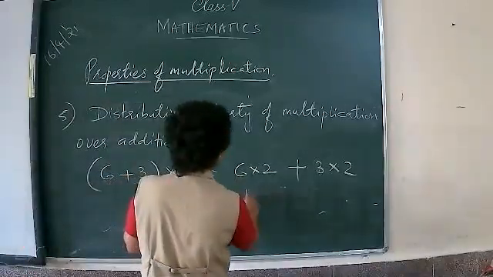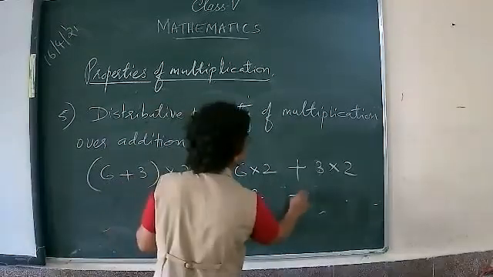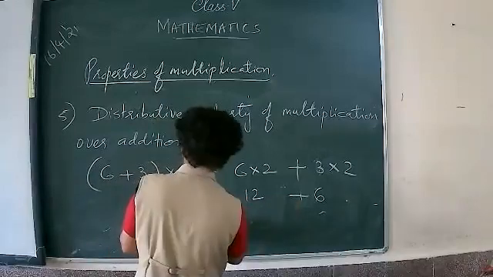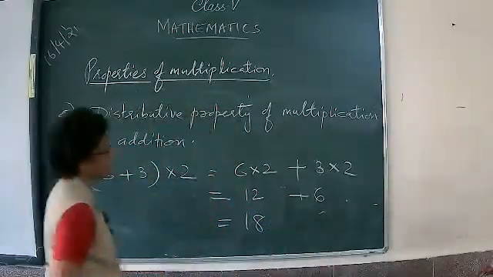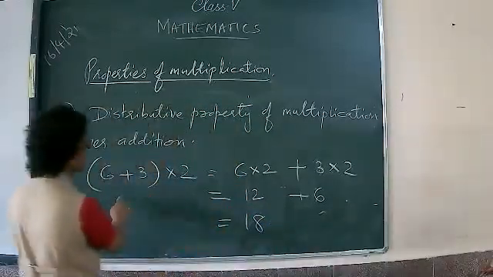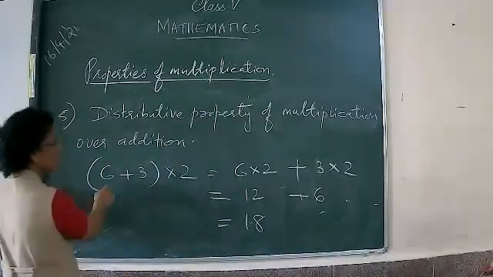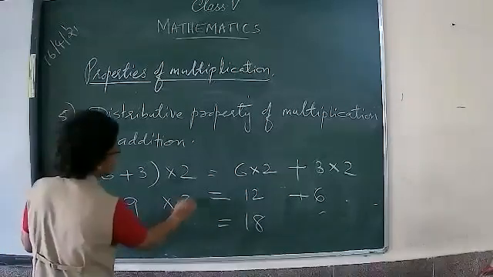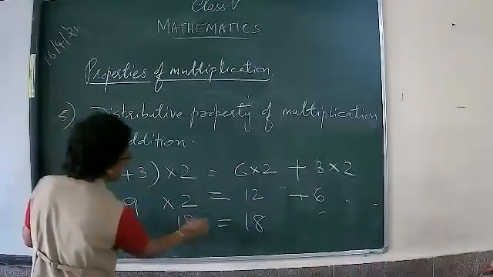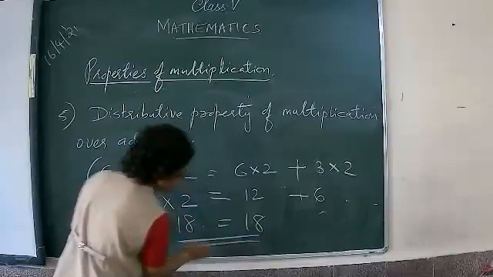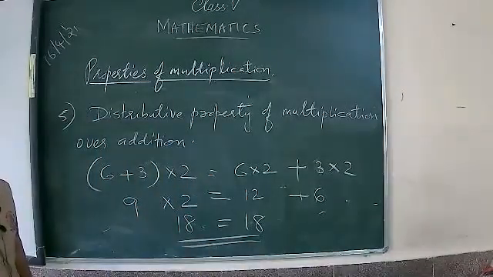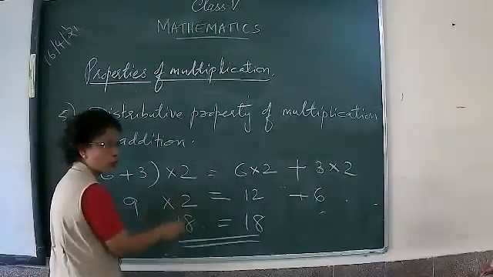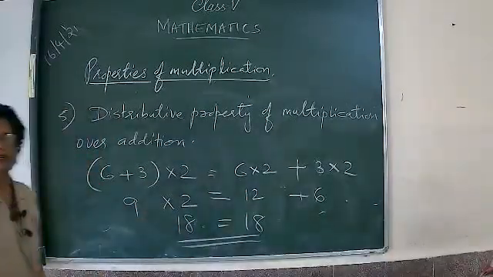6 2s are 12 plus 3 2s are 6. So 12 plus 6, 18 there. If you solve this part, and you know this, look here, children, if you solve this part there, 6 plus 3, 9. 9 multiplied by 2, answer is 18. In both the cases, you are getting 18 here. Understood that? That means this property is proved here. It is true here. Understood?